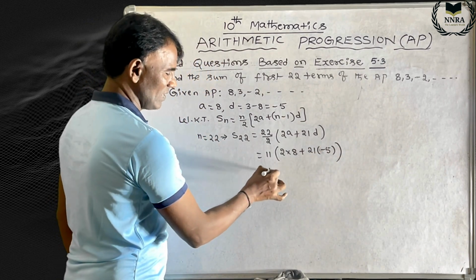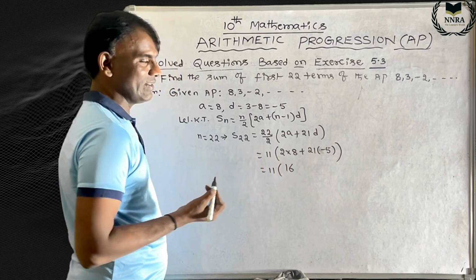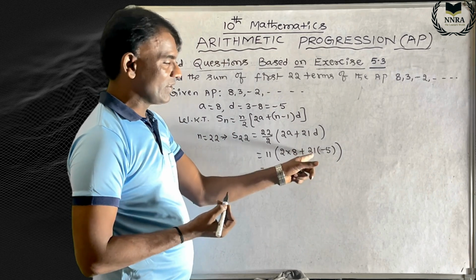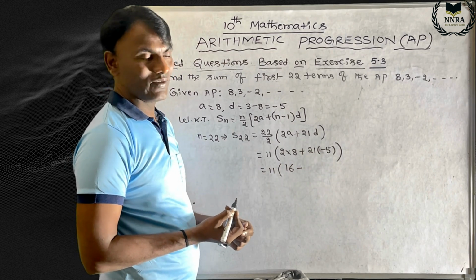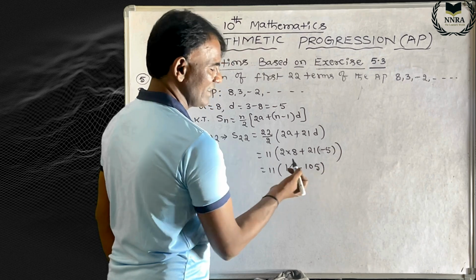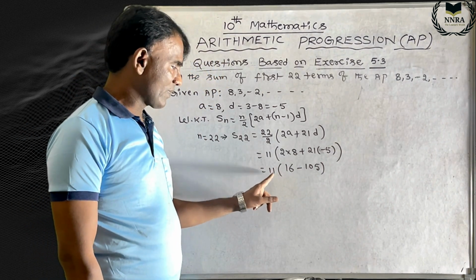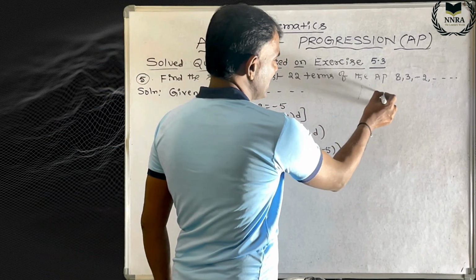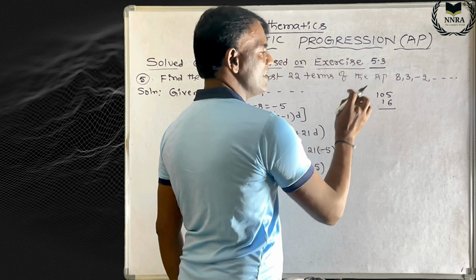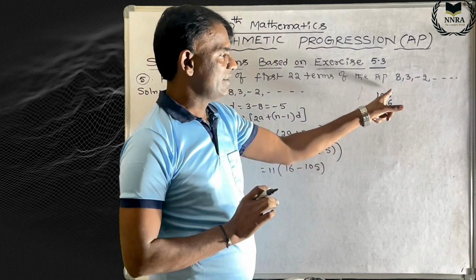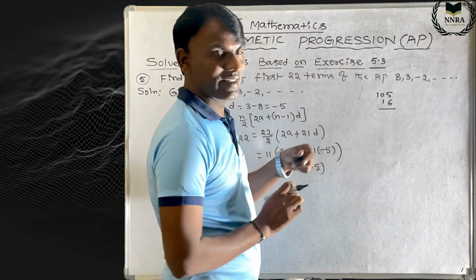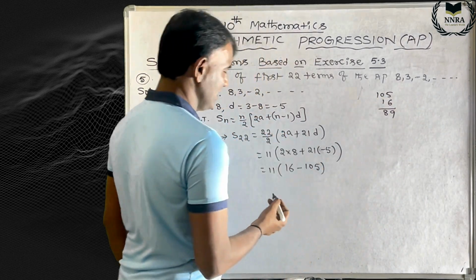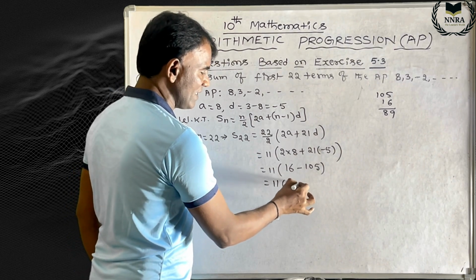Clear? Now 11 into 2 into 8, 16. Plus into minus is minus. How much is it? 5 into 20 is 100, 5 into 1 is 5. So 105. So write here 105. Okay, now this is the value: 11 into 16 minus 105. Now 105 minus 16, how much is it? 15 minus 6 is 9, 9 minus 1 is 8. Then just write here 11 into minus 89.